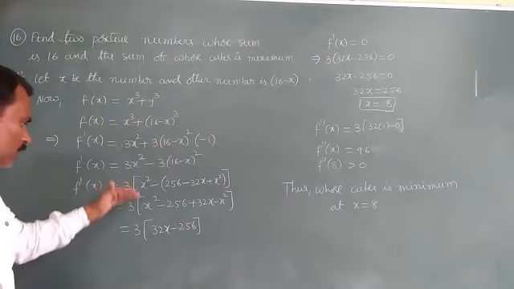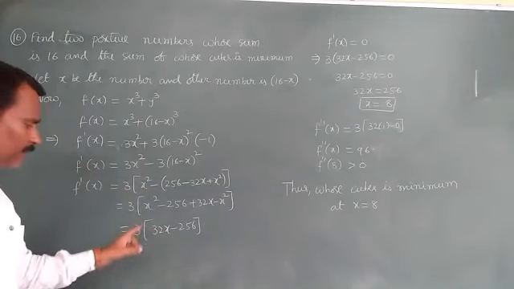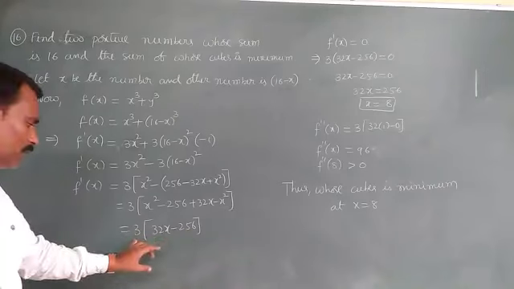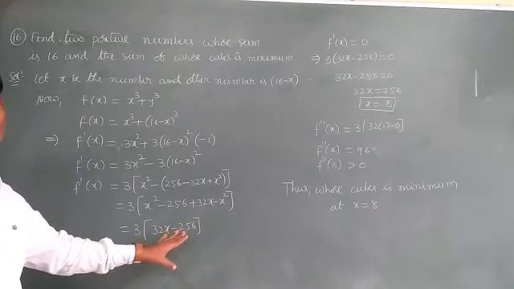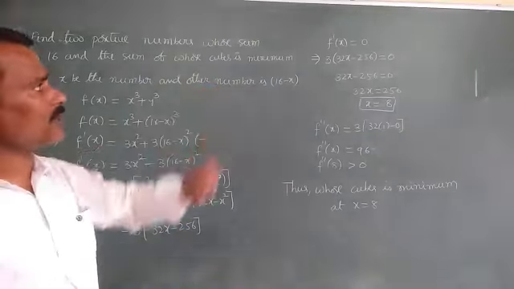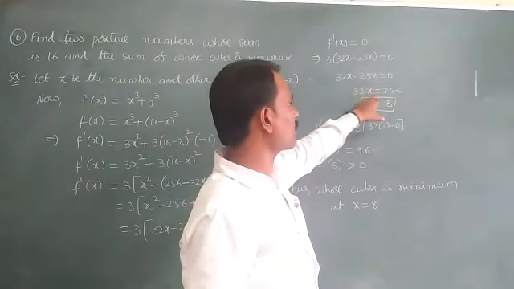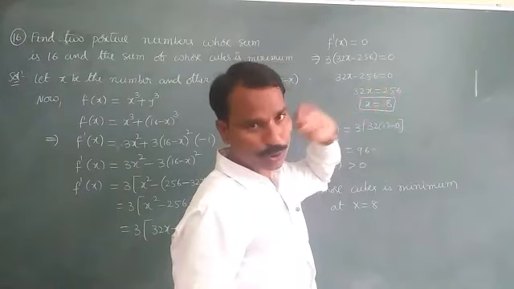By simplifying this, you will get the final f dash of x. What do you get? 3 into 32x minus 256. This is it. And f dash of x equal to 0 means, what do you get now? 32x minus 256 equal to 0 means 32x equal to 256. X is equal to 8.